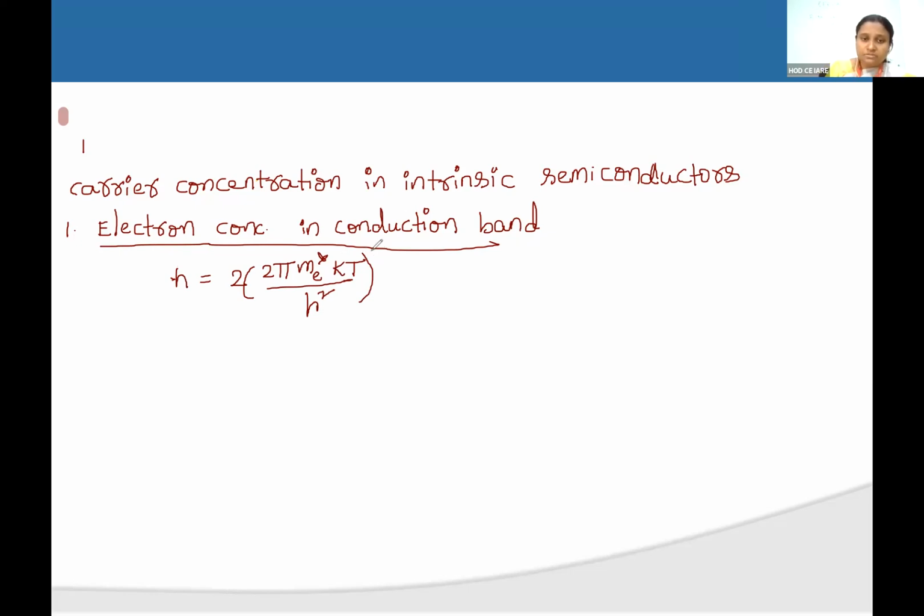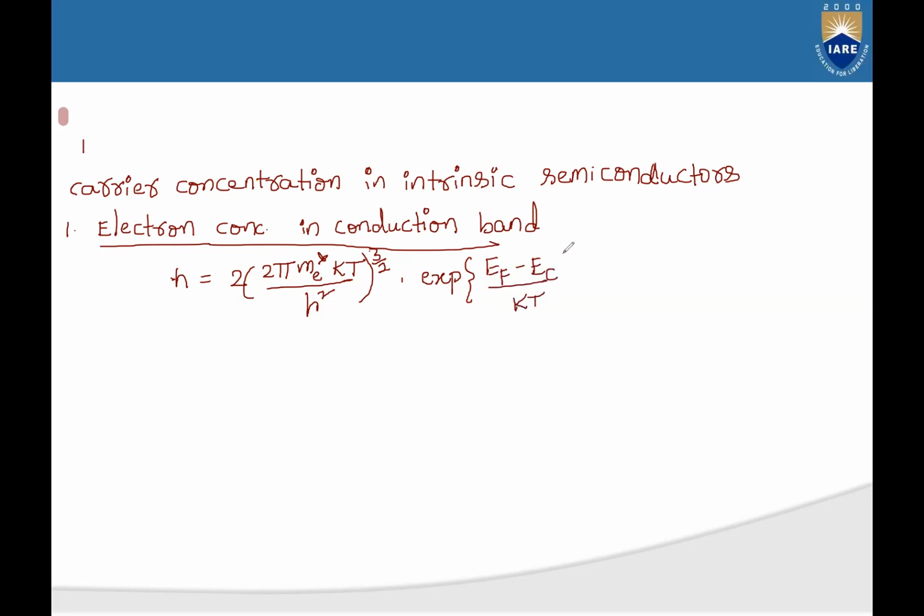Whole to the power of 3 by 2 into exponential of (EF minus EC) by kT. So what is EF? EF is called the Fermi energy level. EC is the bottommost energy level of the conduction band. After this, what were we doing? We were trying to find similarly the hole concentration in the valence band.